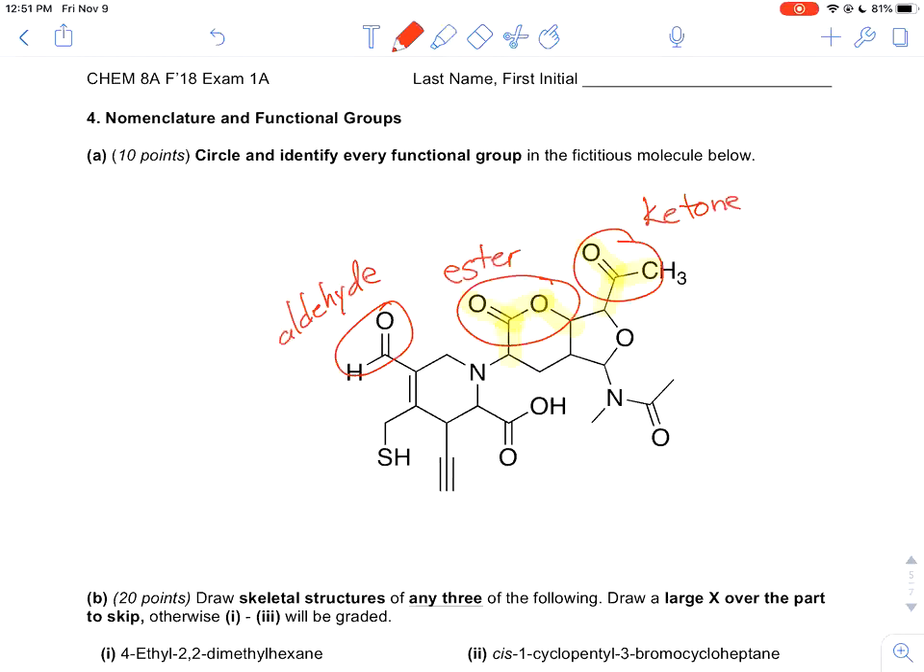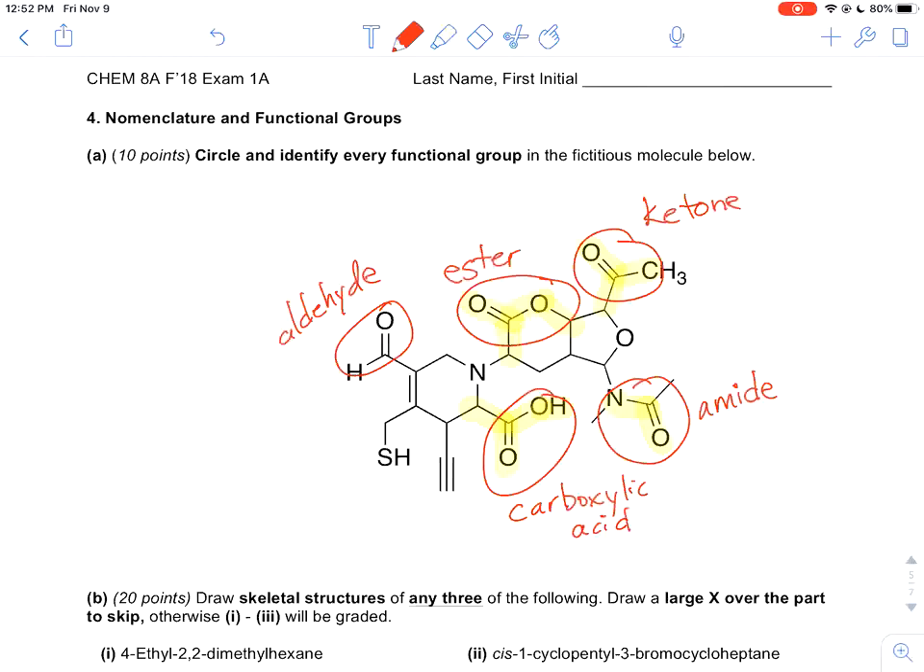Next, we have another carbonyl. This carbonyl has a nitrogen on one side, which means it must be an amide. Amide, as long as the D is very obvious. We then have our final carbonyl in the compound. The carbonyl on one side has a carbon, on the other side is an oxygen connected to a hydrogen, so this is a carboxylic acid group. Those are all the carbonyl derivatives.